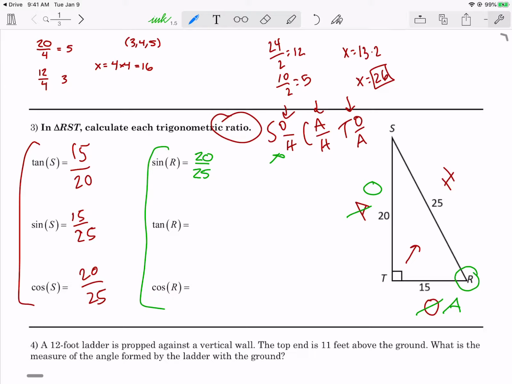This should be plug and chug. Tangent is opposite over adjacent, 20 over 15. And last but not least, cosine is A over H. So we get 15 over 25.